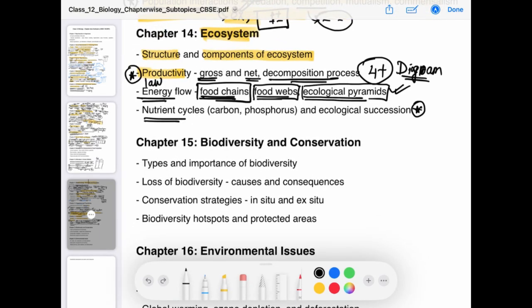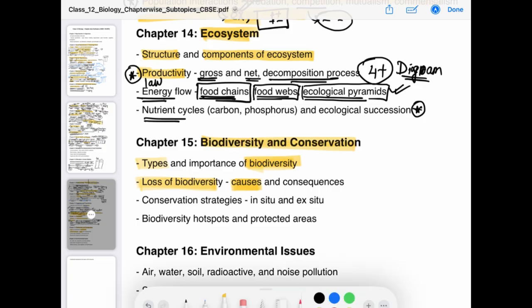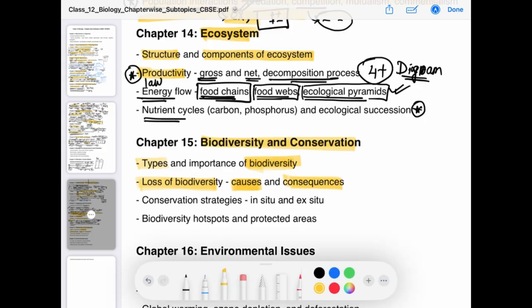Okay, next is biodiversity and conservation, right? So in biodiversity and conservation, you have to know about the term and importance of biodiversity. What is biodiversity, that you have to understand. How many types of biodiversity are there, that you have to also understand. If the loss of biodiversity is happening, what are the major causes, and what are the results of it, how it can affect the environment, how it can affect us, the consequences of it, you have to read. Okay, this chapter is a memorizing chapter. You have to read and understand and then memorize.